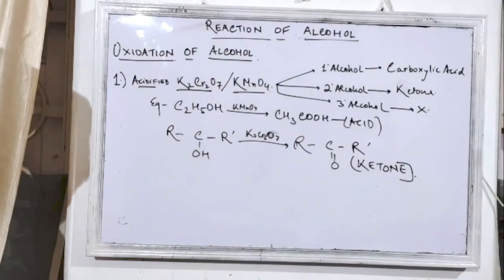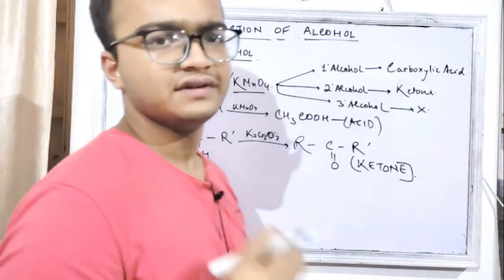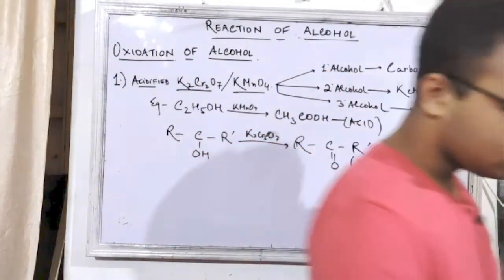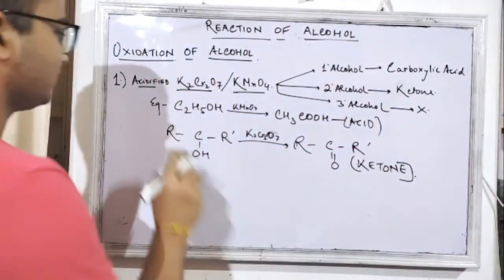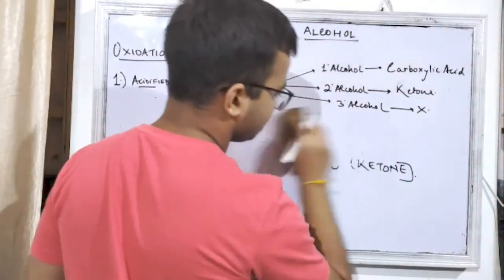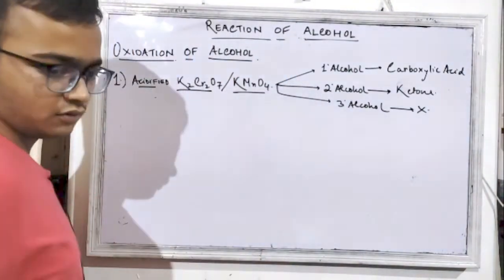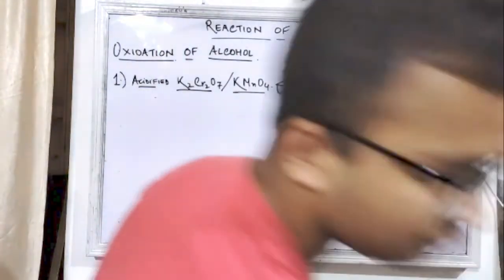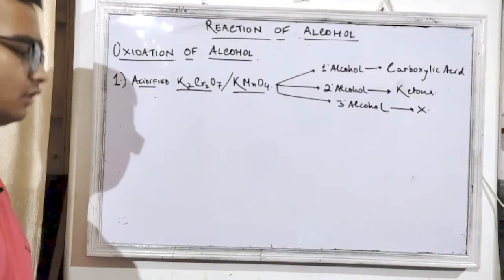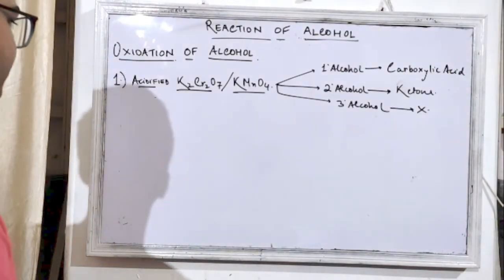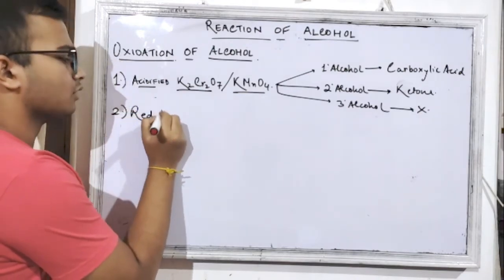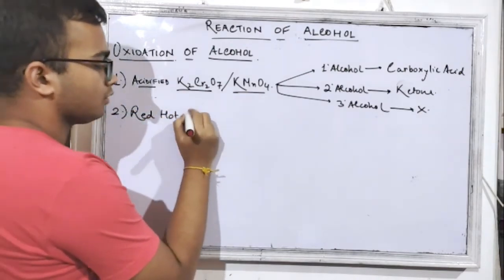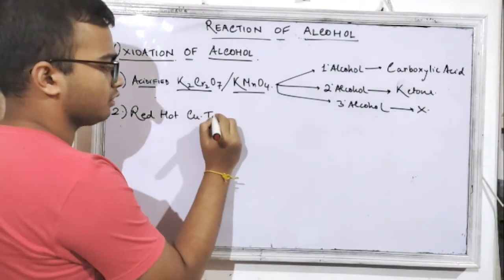Now we will take another list of reactions for which we get aldehyde. So let us erase this portion. Okay, let this number 1 remain as it is. Let us erase these examples. Okay. So under the first thing which we have is the red hot copper tube. Cu means copper tube.